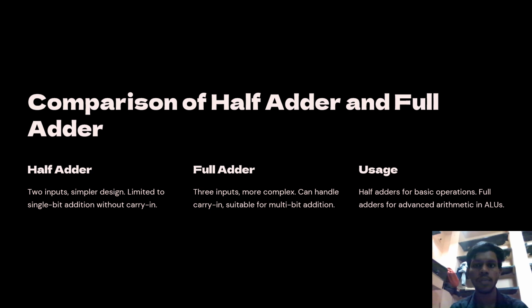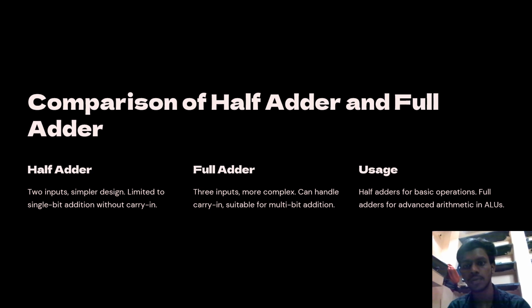Comparison of half adder and full adder. Half adder: two inputs, simpler design, limited to single-bit addition without any carry in. Full adder: three inputs, more complex, can handle the carry in, suitable for multi-bit addition. Usage: half adders for basic operations, full adders for advanced arithmetic in the ALU.